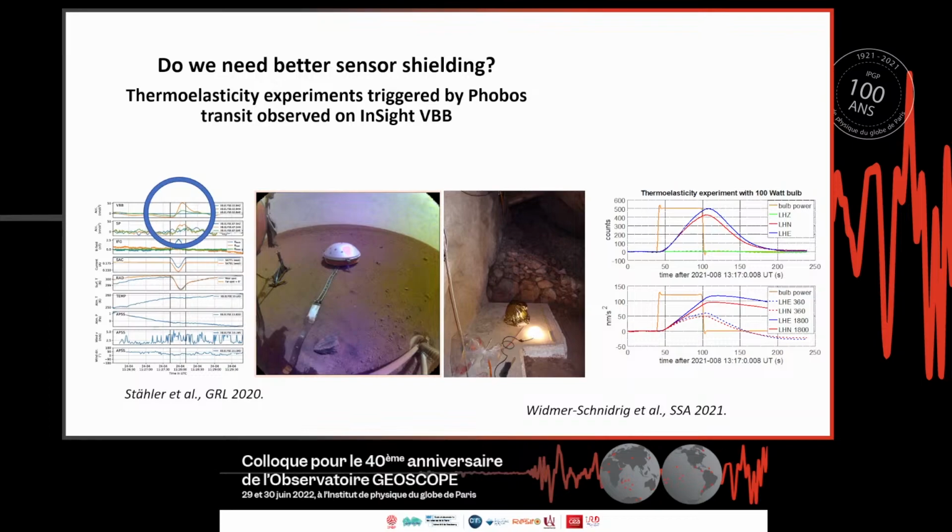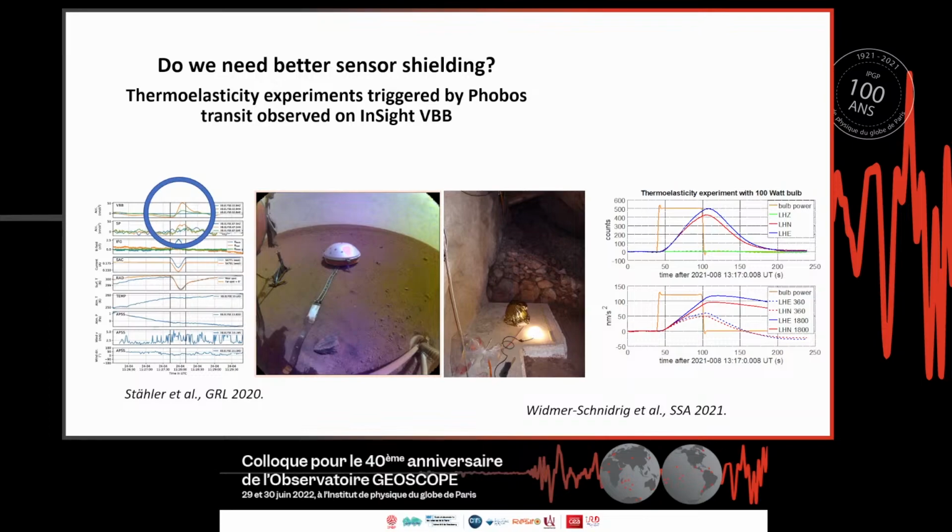And I recalled that my colleague at BFO, Walter Zürn, did thermoelastic experiments in the mine. Then the next day after this science team meeting where we got this data, I was in the mine experimenting with a 100-watt light bulb and an STS-2 seismometer.